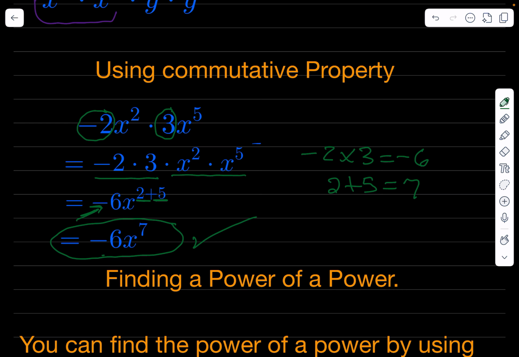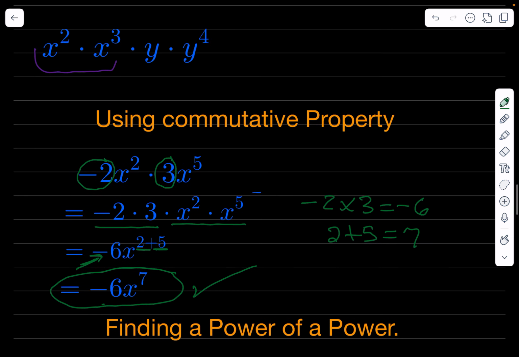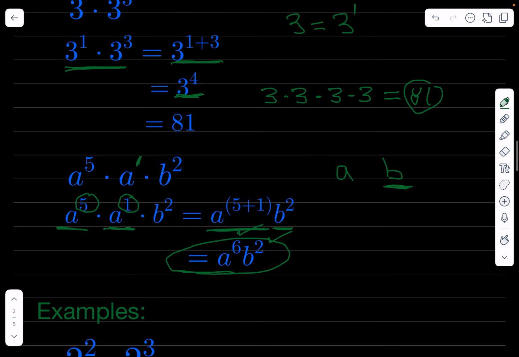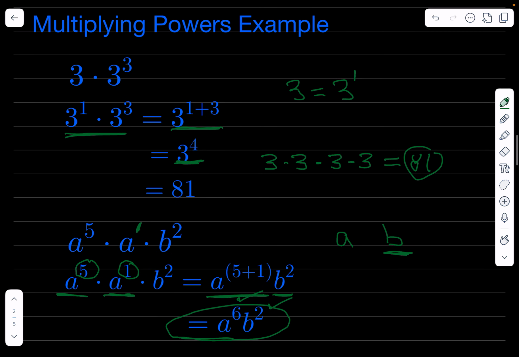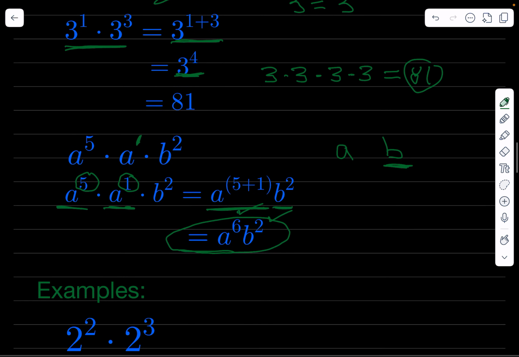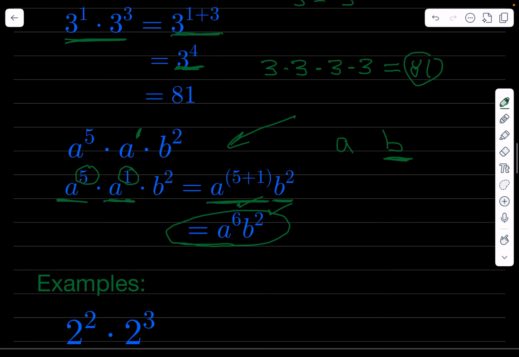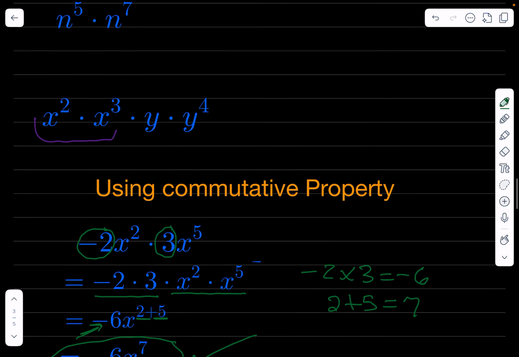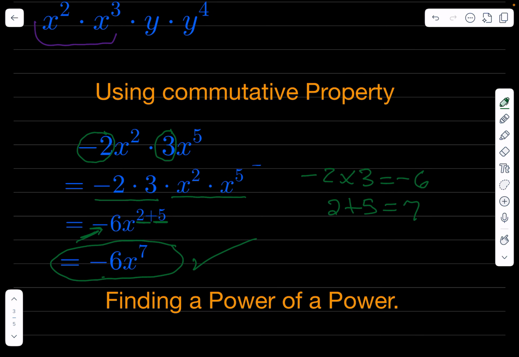So that's two examples of multiplying exponents. Going back up, we did one just with numbers. We did one with variables. And then we did a final example that had numbers, coefficients, and variables. So that's how we use the power of multiplication property with exponents.